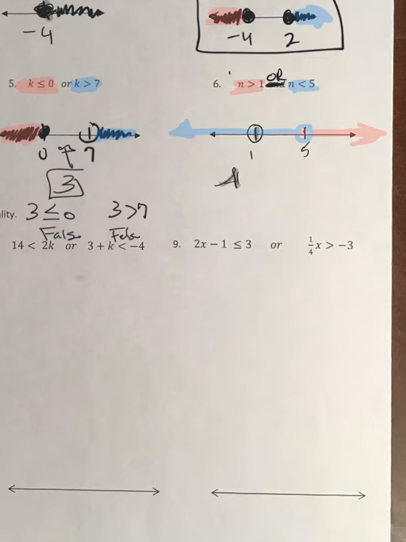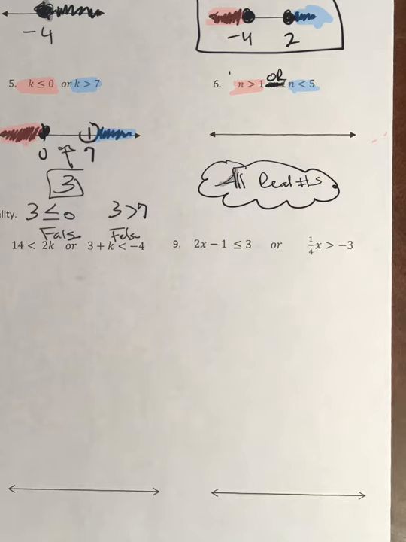So this is a special case. All real numbers is our final answer because the entire number line was shaded. So what would that look like if I did it in black and white? Say I was doing it with a pencil. I would mark my 1 and my 5, and all the numbers that are greater than 1 would be from here forever and ever.